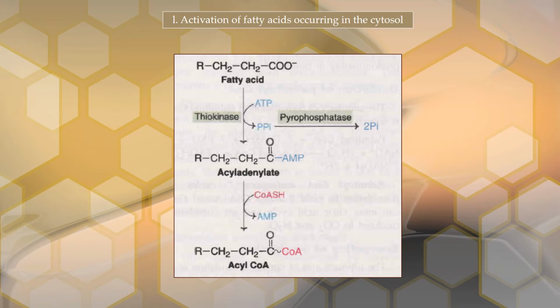Step 1, activation of fatty acid, which takes place in cytosol. The fatty acid is converted to acyl adenylate by the help of enzyme thiokinase. During this conversion, one ATP molecule is converted to AMP, and that AMP is added on your fatty acid molecule. In the next step, the acyl adenylate is converted to acyl coenzyme A by combining with the coenzyme A, and AMP will be removed.